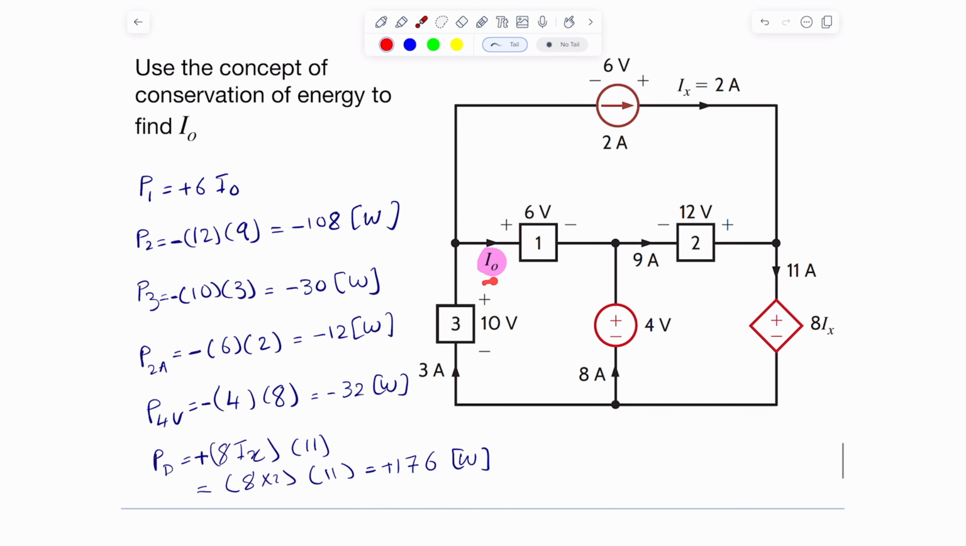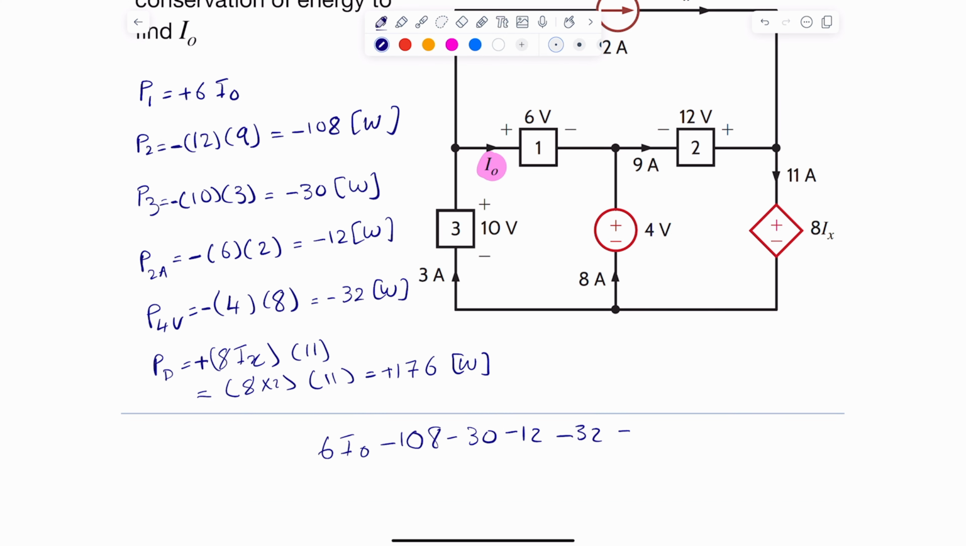What we need to do, we're asked to compute I of 0, and the way we do it is by conservation of energy. So let's sum up all these powers in here that I'm highlighting, and we set them equal to 0. Once we do, we will get an equation that will help us figure out what I of 0 is. So 6 I of 0, negative 108, negative 30, negative 12, negative 32, plus 176 equals 0. That's a simple equation.